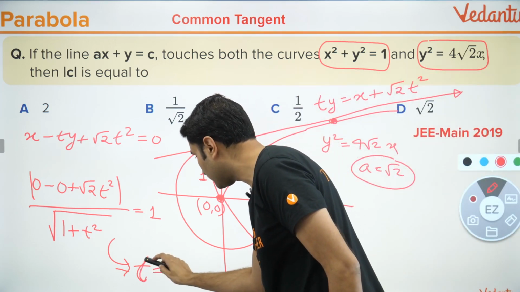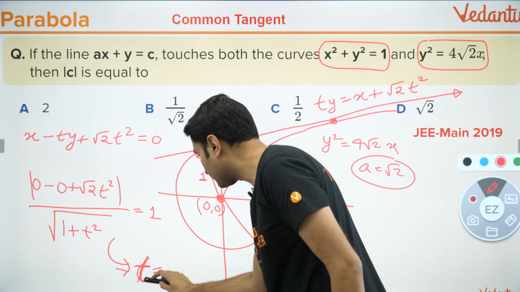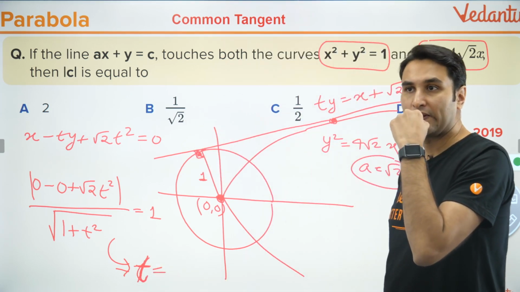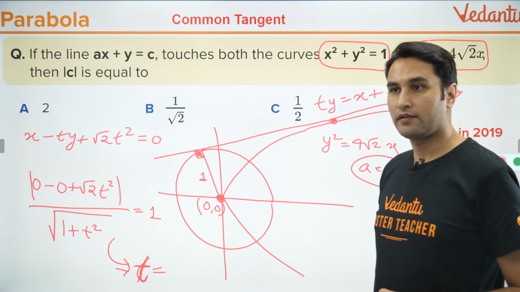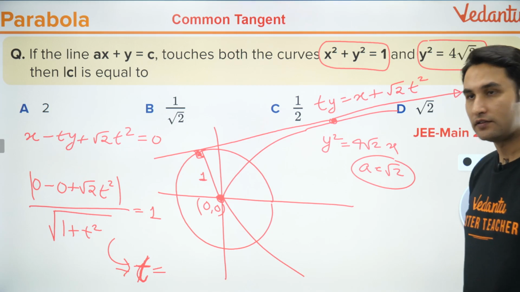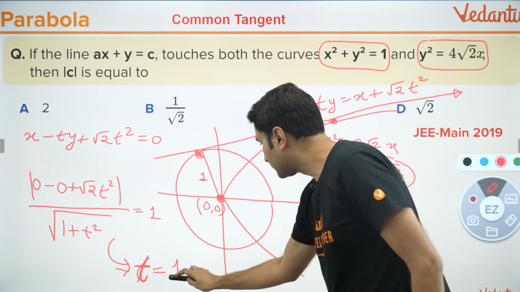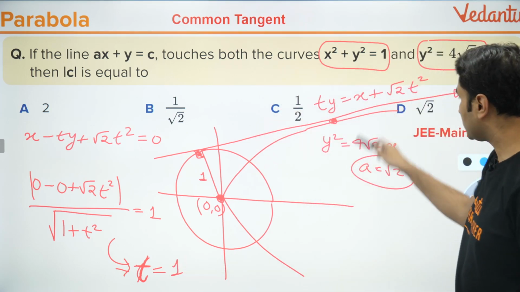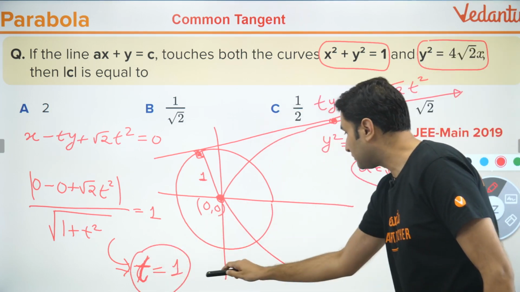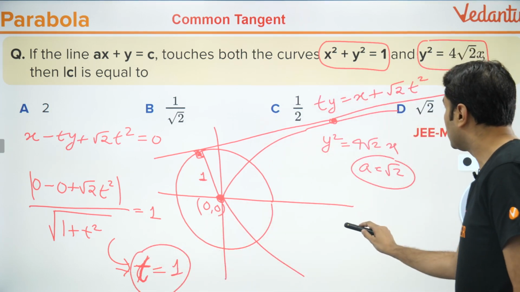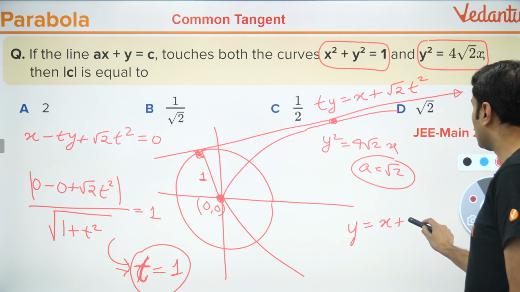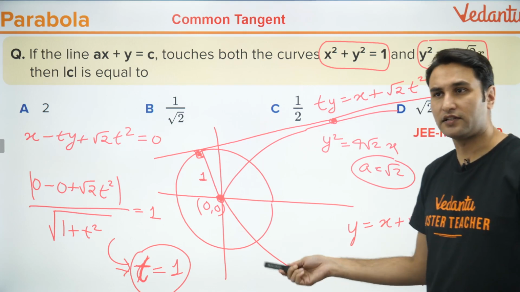t कितना आएगा बच्चों? Has anybody solved it? What is the value of t that you are getting? t कितना आ रहा है? t is 1. If t is 1, it implies the equation of tangent will become y equals x plus root 2. ऐसा है क्या? चेक कर लेना.